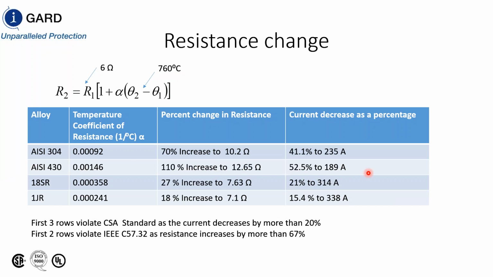At the end of the time, 20 amps continuous and then 400 amps for 10 seconds, we get the same values that we had before. The first three rows violate CSA because the current decreases by more than 20%, and the first two rows increase the resistance by more than 67%, so they violate that standard as well.